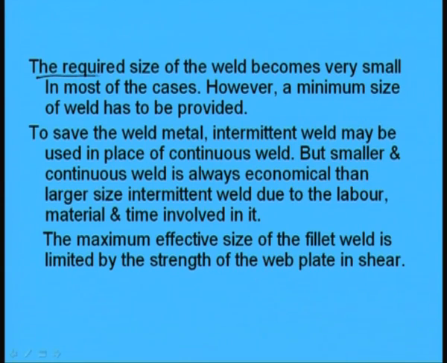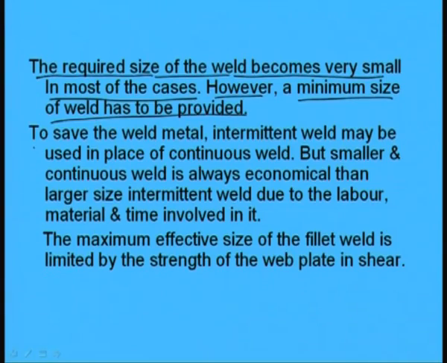Now, the required size of the weld becomes very small in most of the cases. However, a minimum size of weld has to be provided. In practical cases, what we have seen, the required size will be less, but we have to provide some minimum size, right. To save the weld metal, intermittent weld may be used in place of continuous weld. Then we can save some weld metal, and we can use it because the size required will be very less as the stress is very less, right.